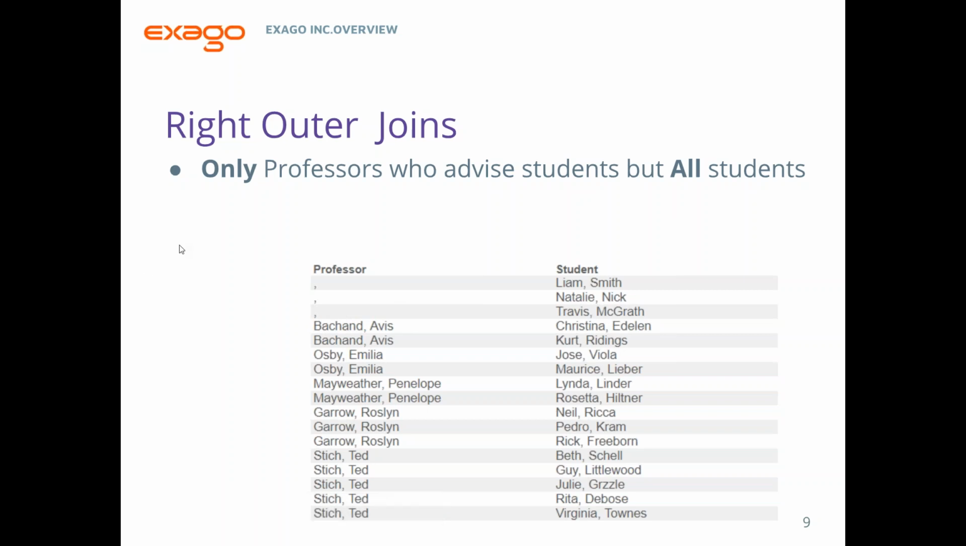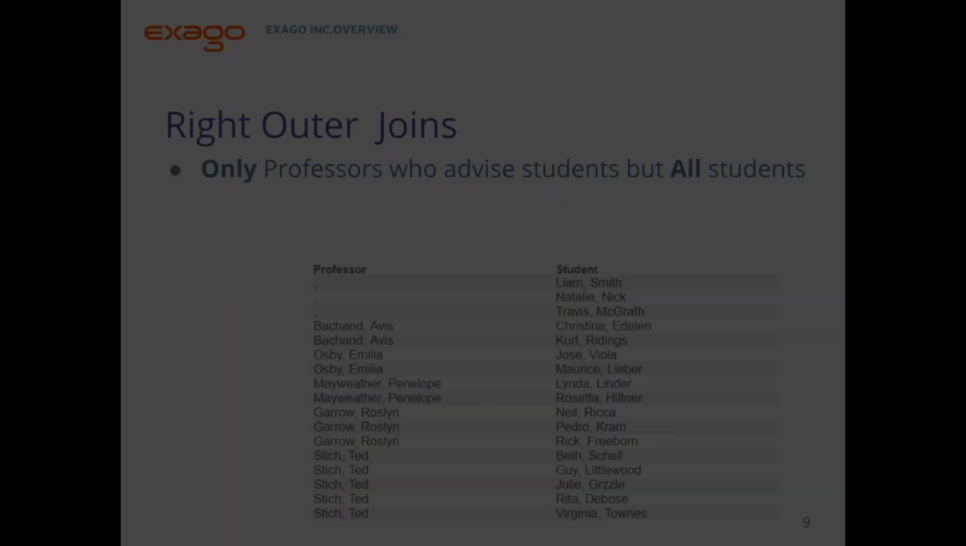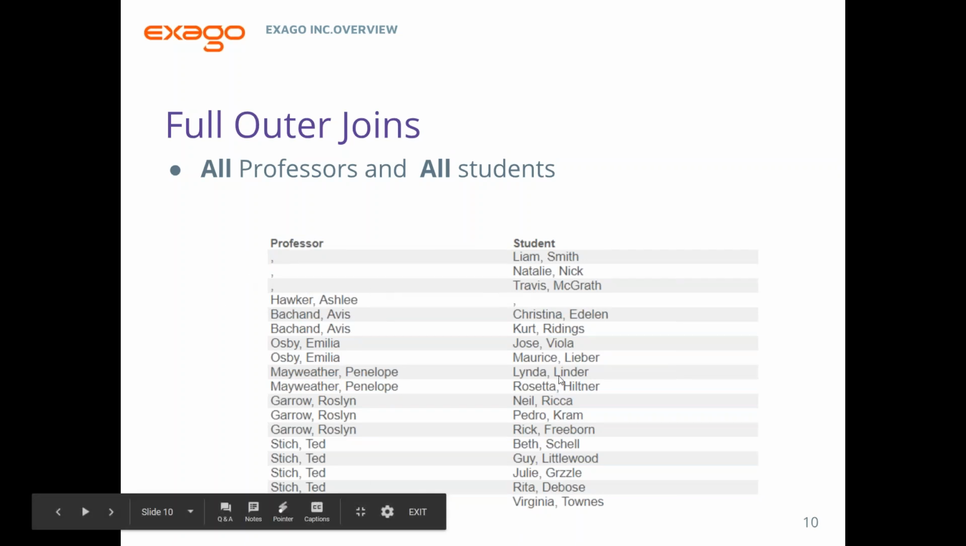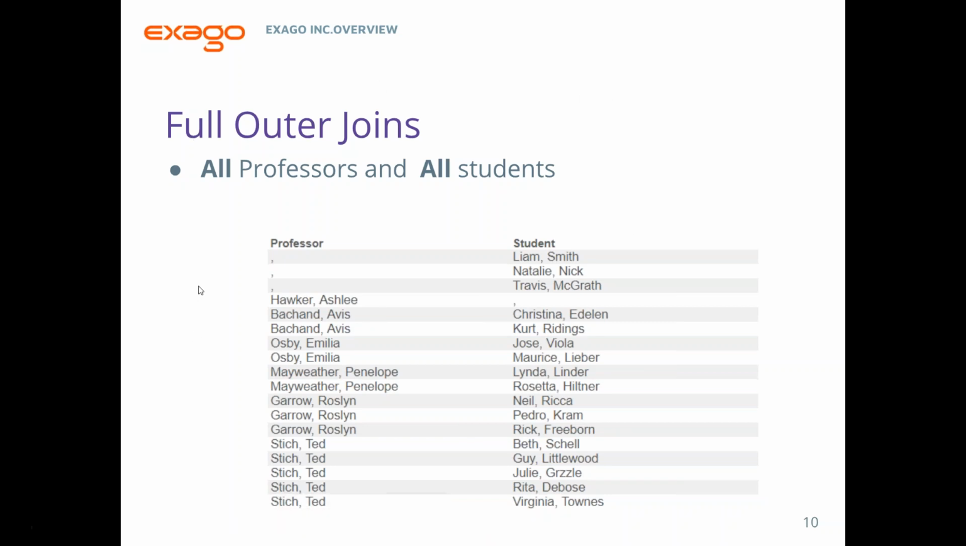And then a full outer join, as you might guess, is all students and all professors. So whether or not the students have an advisor, whether the professor advises any students, and then professors and students who do have advisors, right? So these are our 4 types of joins. And that should give us sort of a base understanding of what joins are, being a relationship between 2 data objects, and the different types of joins.